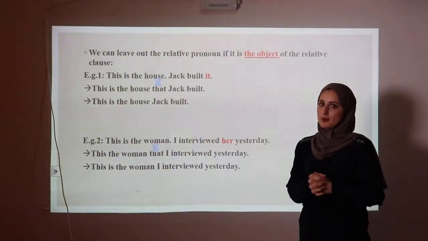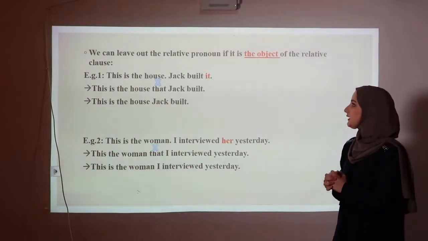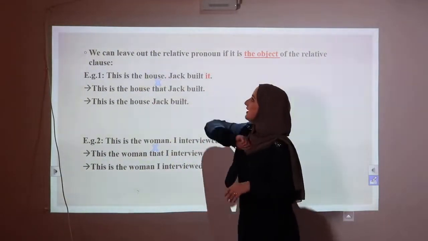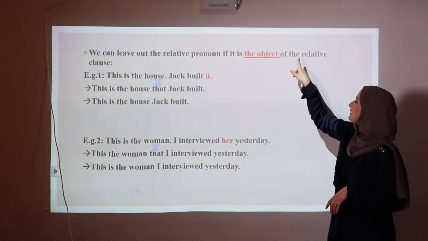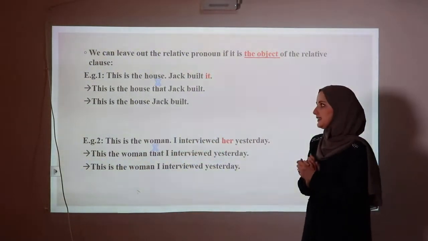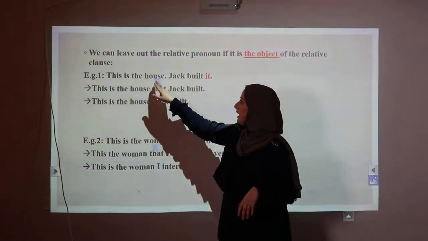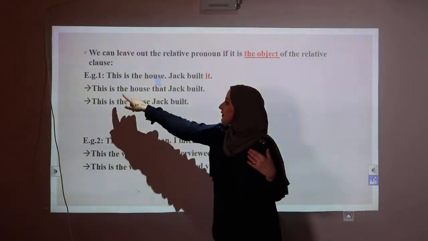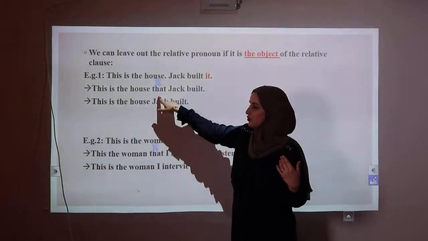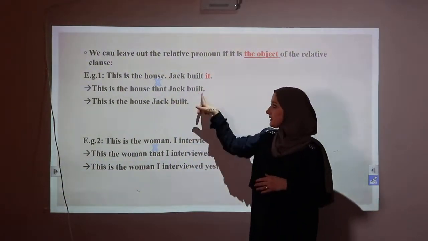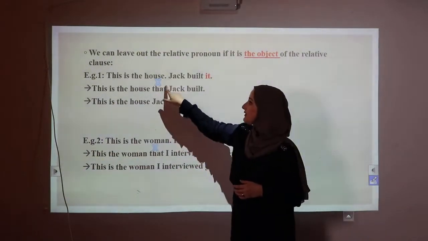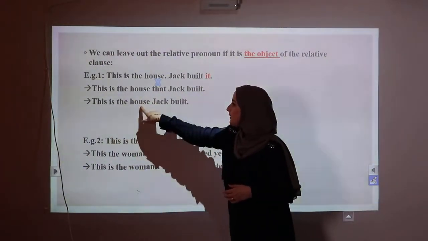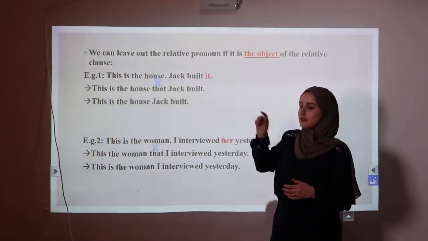Another important point to talk about when regarding the relative clauses is this. We can leave out, drop, omit the relative pronoun if it is the object of the relative clause. How? Let's see. Example number 1. This is the house, Jack built it. When we join them in the previous slide, it becomes this is the house that or which Jack built. In this sentence, you have the choice to get rid of that because it refers to the object. So it becomes this is the house Jack built, and this is acceptable and correct.